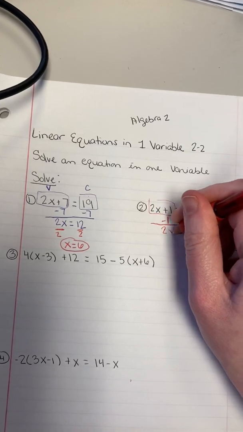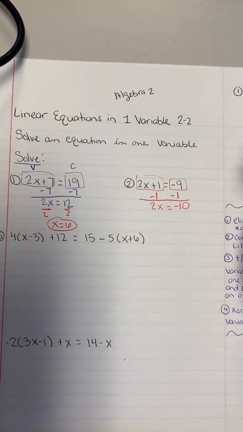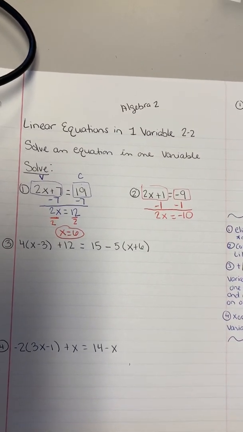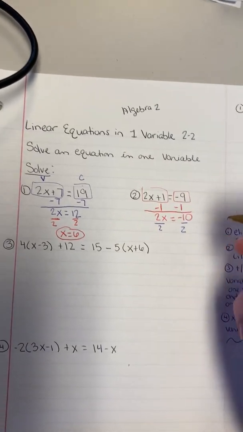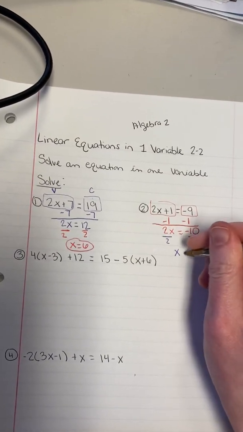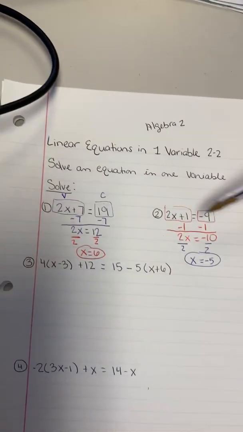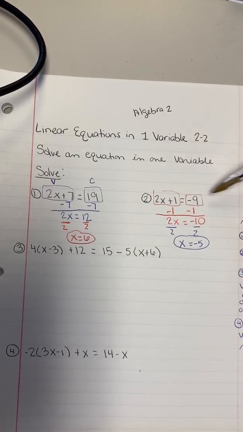So I have 2x equals negative 10. Negative 9 minus 1 is negative 10. Then I'm going to divide by 2. And I get that x equals negative 5. And you can substitute that in to check it. 2 times negative 5 is negative 10. Negative 10 plus 1 is negative 9.